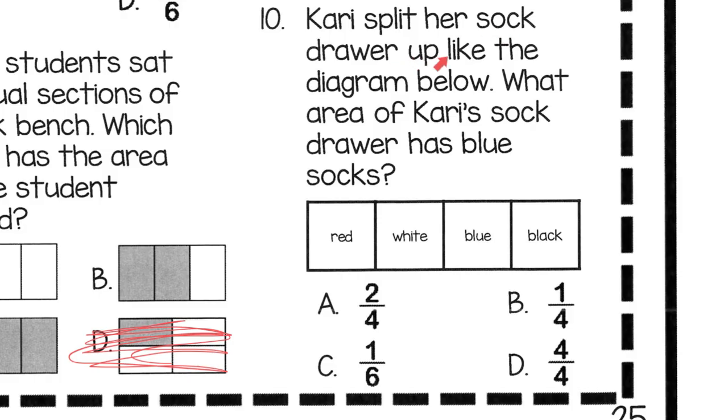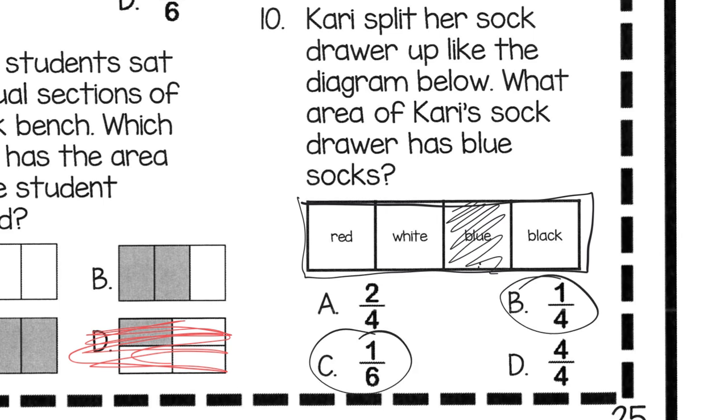Carrie split her sock drawer up like the diagram below. What area of Carrie's sock drawer has blue socks? So the whole drawer would be considered 1 drawer. So that would be 1. That represents the number 1. So how much of her sock drawer has blue socks in it? Well, there's only 1 section out of how many? So it has to be either C or B, and I'm going to let you choose which one you think it is. And then you're done with your math packet.